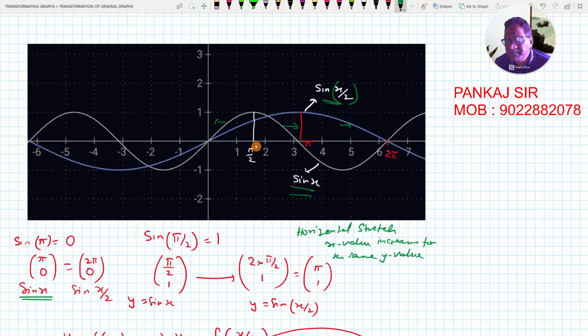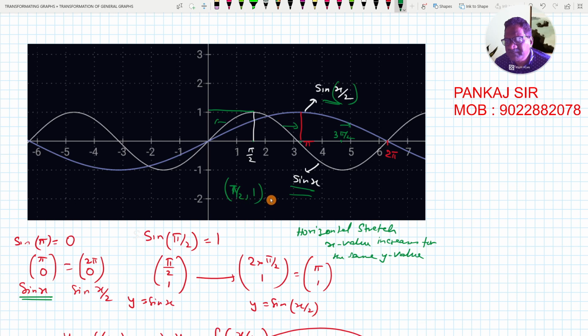So this is pi by 2. I've taken in radians, pi by 2. This is pi, this is 3 pi by 2, and this is 2 pi. Or you can say this is 90 degree, this is 180 degree, this is 270 degree, and this is 360 degree. So if you take the x-axis in degrees, you will see that for the sin x graph, at pi by 2 the x coordinate has a value of 1 as y coordinate. So on sin x, you can take the point as (pi by 2, 1).